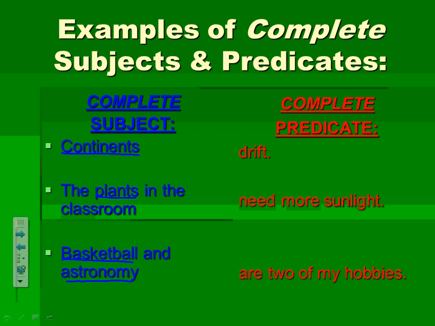Sometimes they're very long, sometimes they're very brief. So the complete predicate, notice it's going to usually start with a verb, and then it will include everything after it. So I have drift as my verb, need more sunlight, need, are two of my hobbies. Again, this is a good example of a linking verb. Now we'll put them together. Continents drift, the plants in the classroom need more sunlight, basketball and astronomy are two of my hobbies.